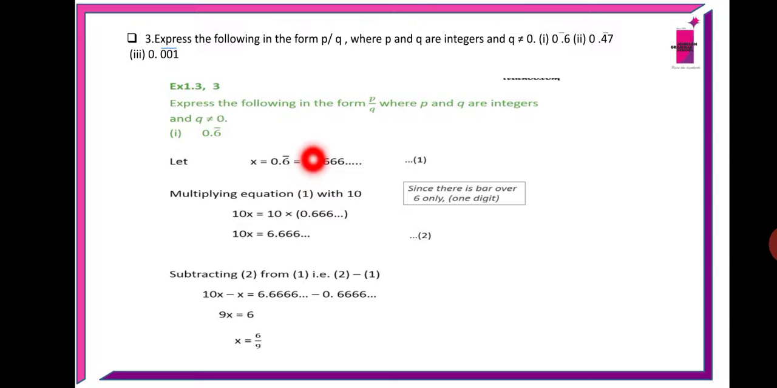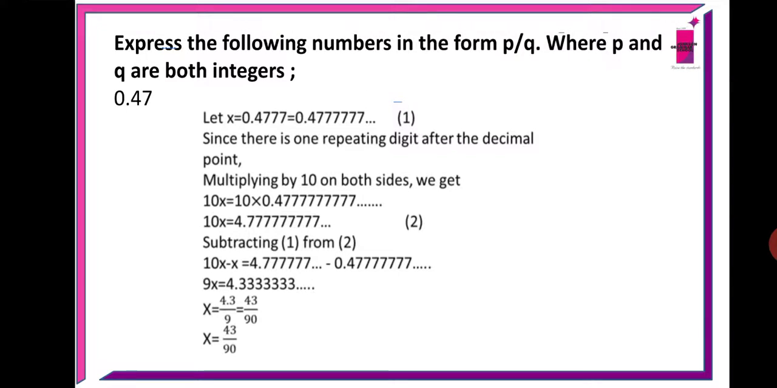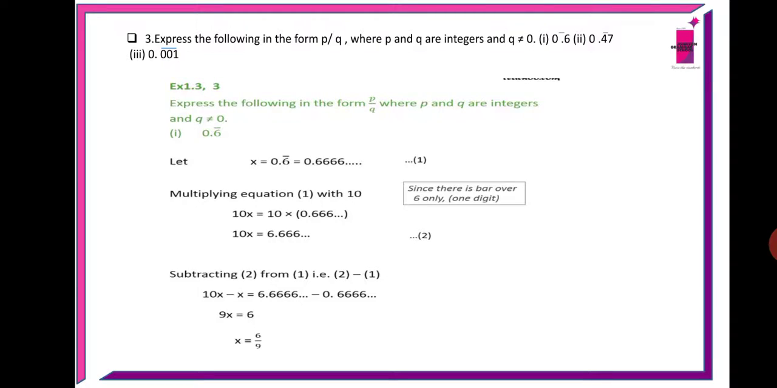So when you subtract the first equation from the second equation, you will get 9x equal to 6, and x equal to 6 by 9, or in the simplest form you can take it as 2 by 3. Okay, 6 by 9 or 2 by 3.